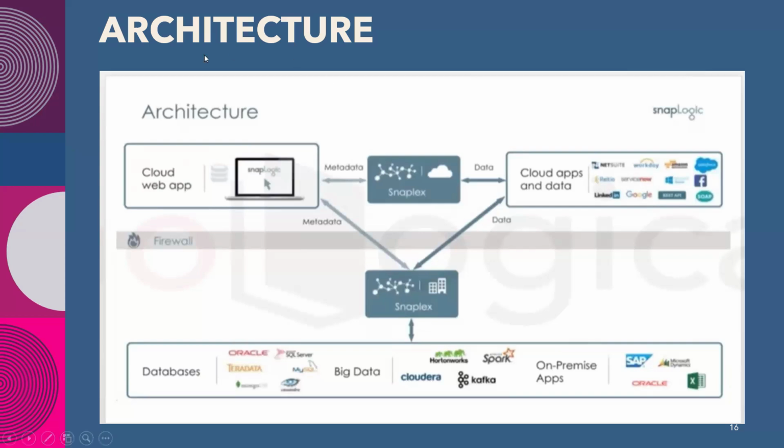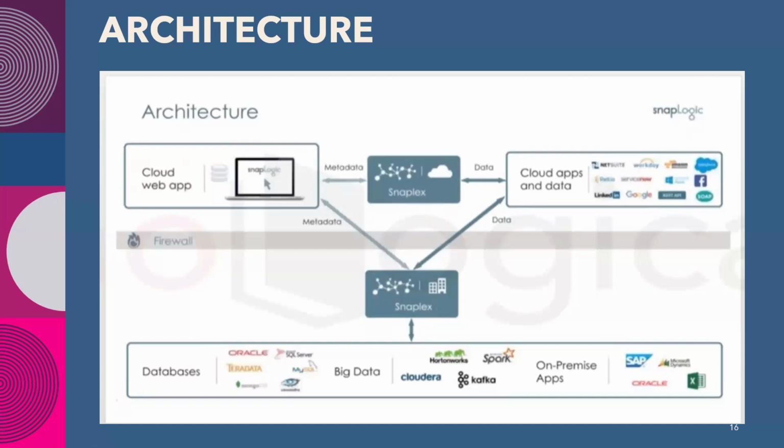And once you have created a pipeline, it can be executed by the Snaplexes. And what is a Snaplex? Inside SnapLogic, a Snaplex is a server. With the help of the server, you can execute a process. And again, the Snaplex is divided into two types: one is a Cloud Snaplex and the other one is a Groundplex.